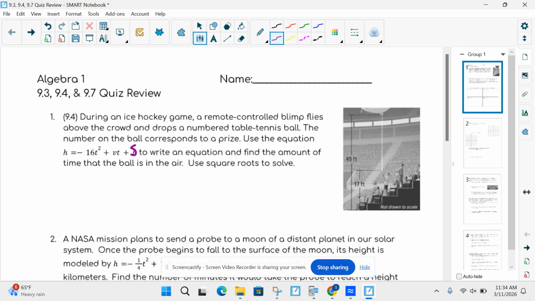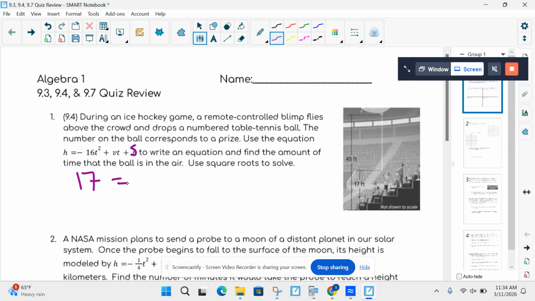The H, usually we set our equation equal to H because we're trying to find the time that it reaches the ground, but in this case we're going to set our equation equal to 17 because we're trying to find the time that the ball reaches a height of 17 feet above the ground. So for our H, we're going to replace it with 17. Pay attention to the board. Negative 16 t squared.